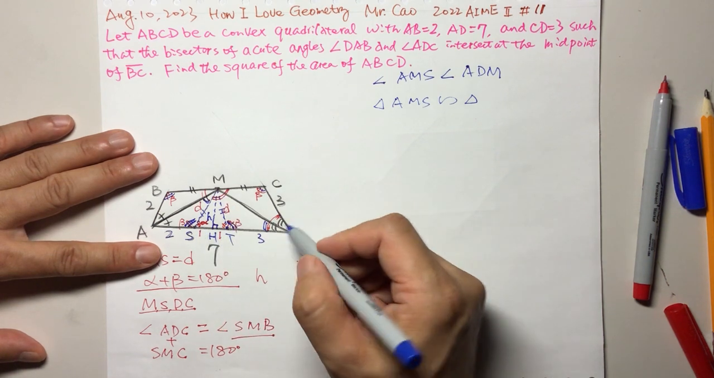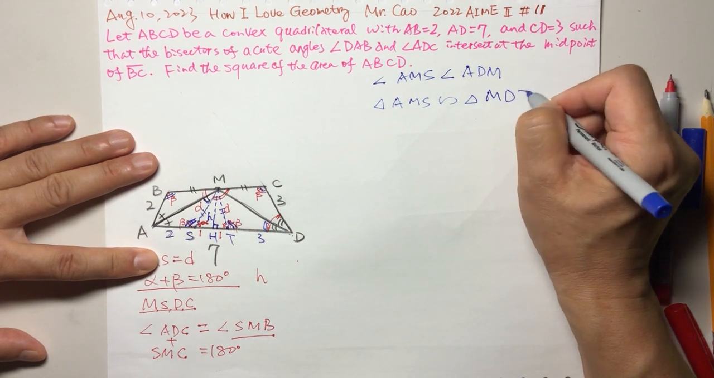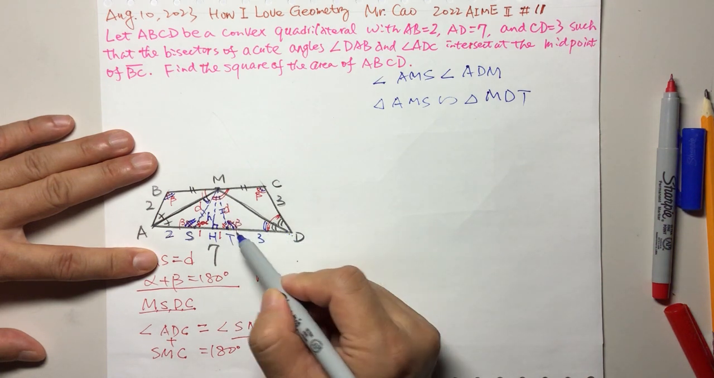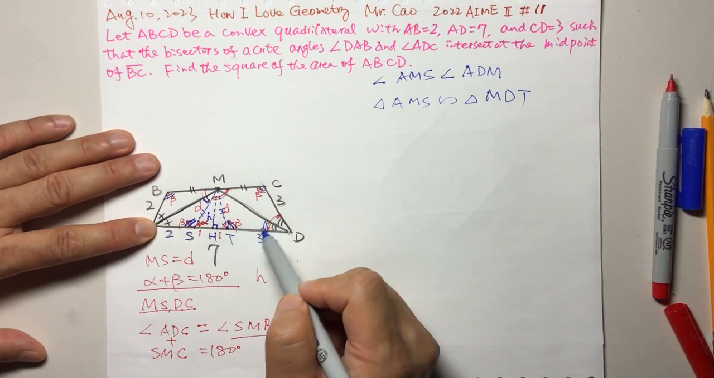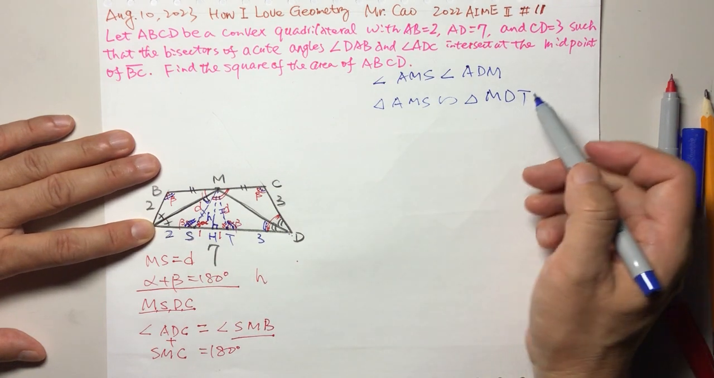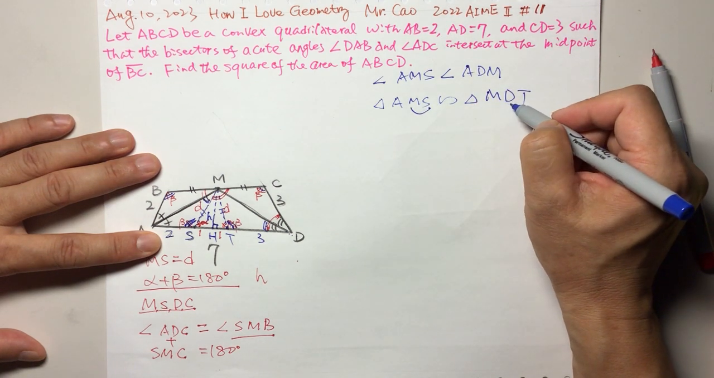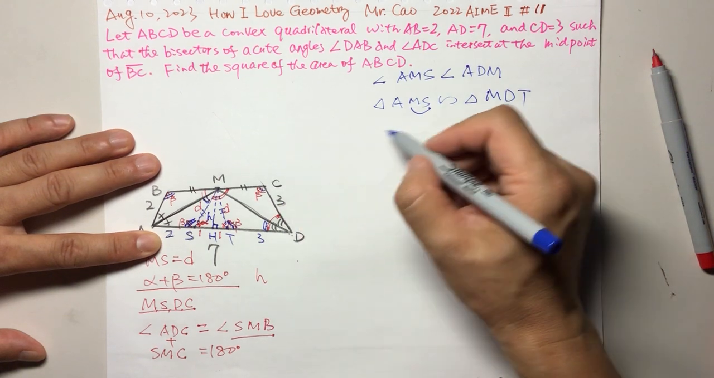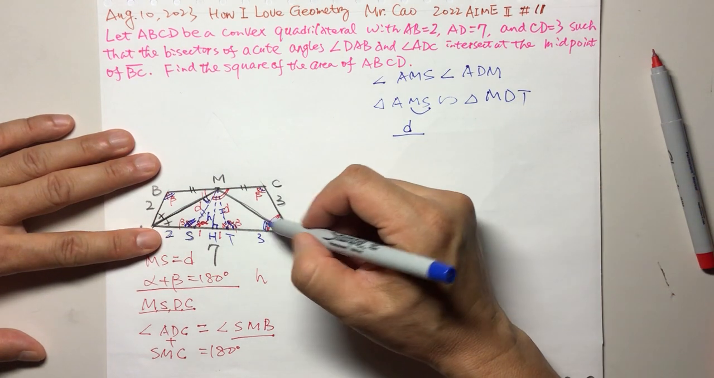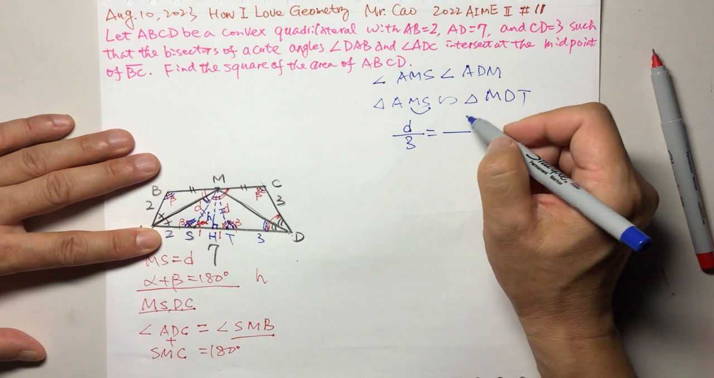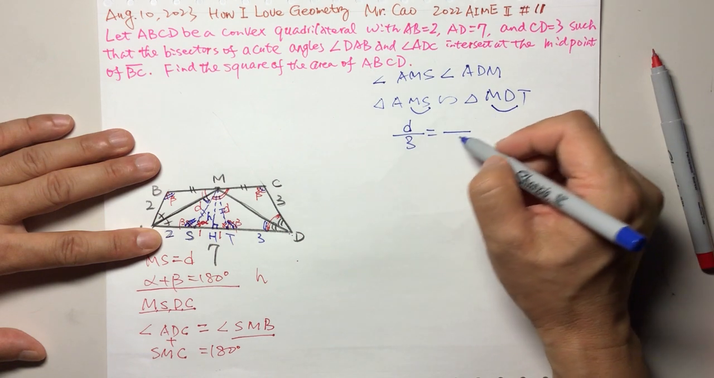MDT, right? MDT, because this is A and this is M, and this angle and this angle and this angle and this angle. So we will find which one? MS over MS is D over DT, that's 3, equals this, we will use MT, right?